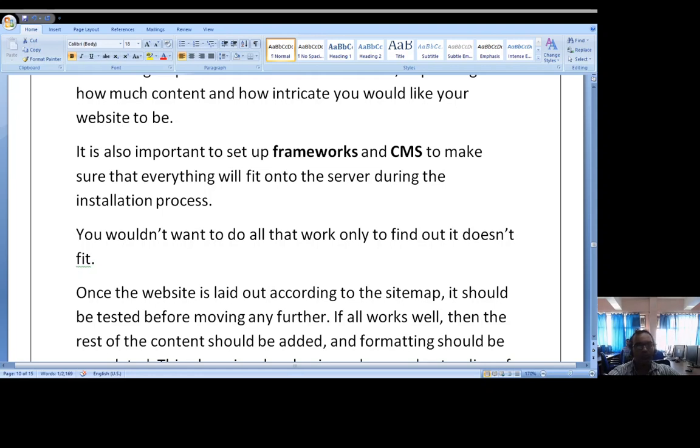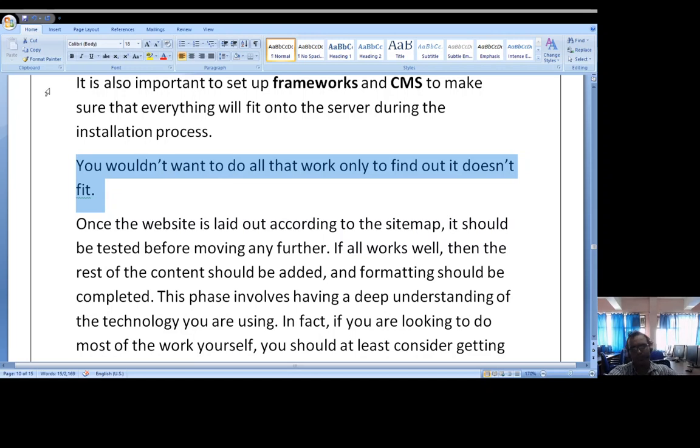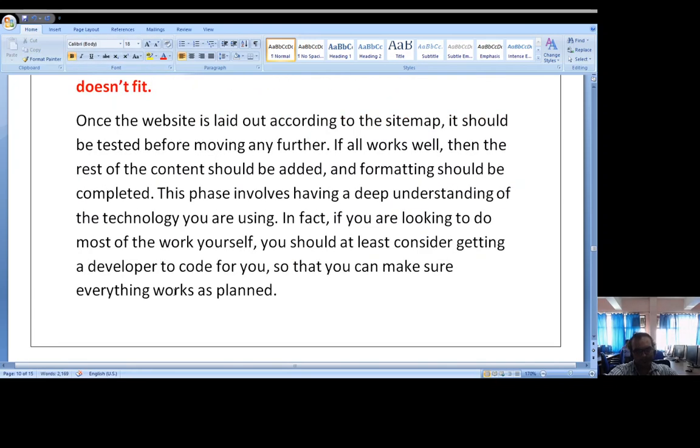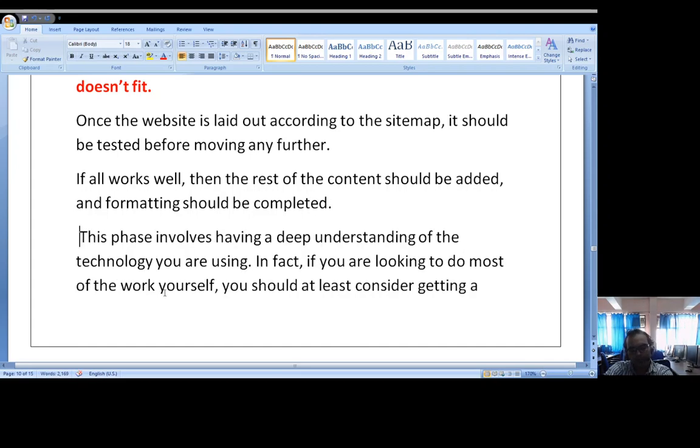So let's move ahead. Whatever work we want to do should fit within the constraints of our technical domain. Once the website is laid out according to the sitemap, it should be tested before moving further. That's the most important part. If everything works well, then the rest of the content should be added and the formatting completed. This phase involves having a deep understanding of the technology you're using.